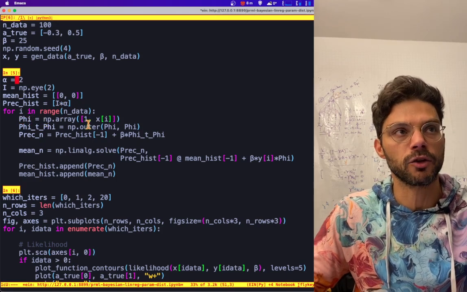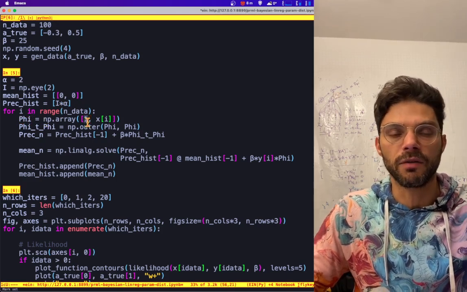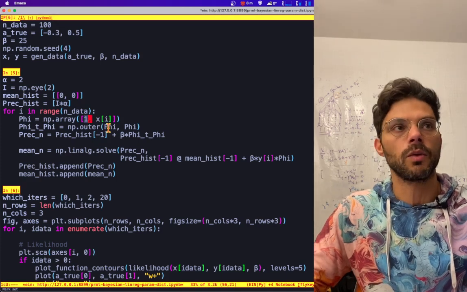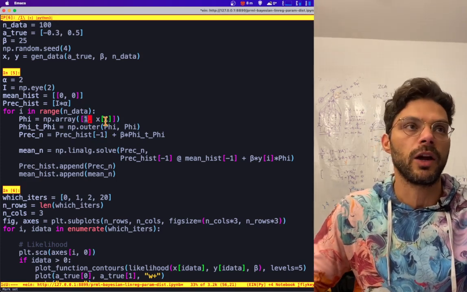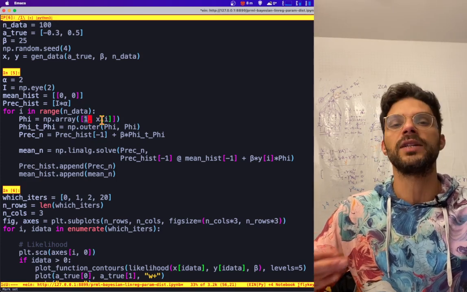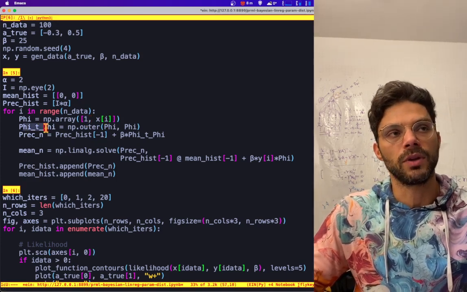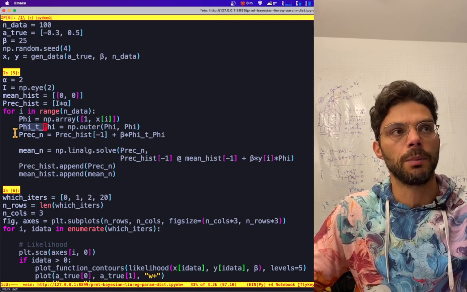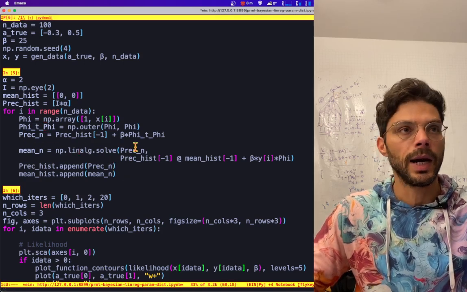So our phi vector just becomes one value. Our very first feature, just like before, is the ones feature to allow for offsets. And our second feature is just the data. So these are linear features. And we compute this transpose matrix that we need, update the precision, update the mean.